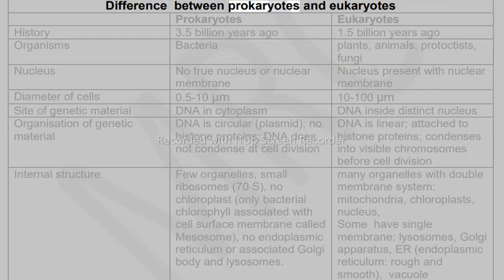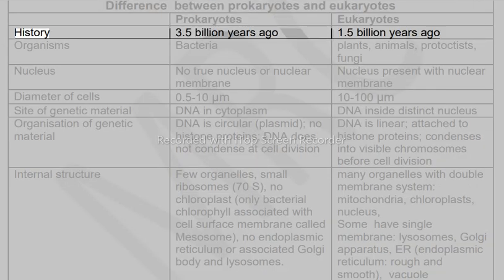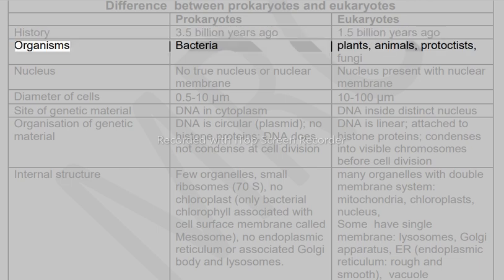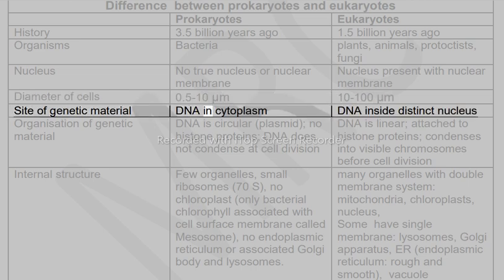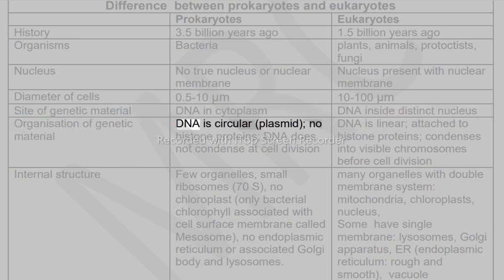Difference between prokaryotes and eukaryotes. Prokaryotes appeared 3.5 billion years ago, eukaryotes 1.5 billion years ago. Prokaryote organisms are bacteria; eukaryotes are plants, animals, protoctists and fungi. Nucleus: prokaryotes have no true nucleus or nuclear membrane; eukaryotes have a nucleus with a nuclear membrane. Diameter of cells: 0.5 to 10 µm in prokaryotes, 10 to 100 µm in eukaryotes. Site of genetic material: DNA in the cytoplasm in prokaryotes, DNA inside a distinct nucleus in eukaryotes. Organization of genetic material: DNA is circular, plasmid, with no histone proteins, and DNA does not condense at cell division.